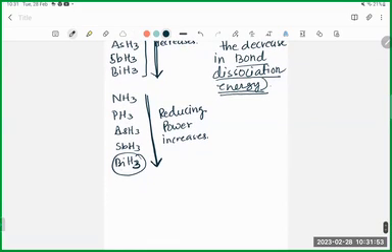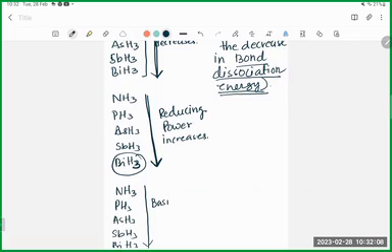Now let's talk about basicity as well. Ammonia, PH3, AsH3, SbH3 and BiH3. The basicity decreases down the group. So ammonia is highly basic. We know ammonia holds a basic characteristic. So ammonia is highly basic. Got it?